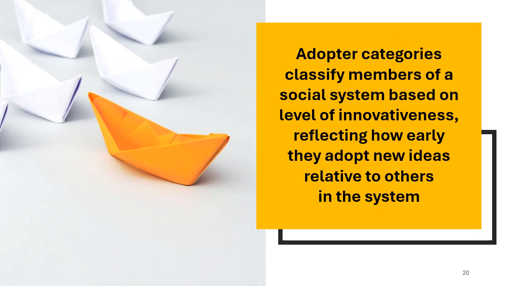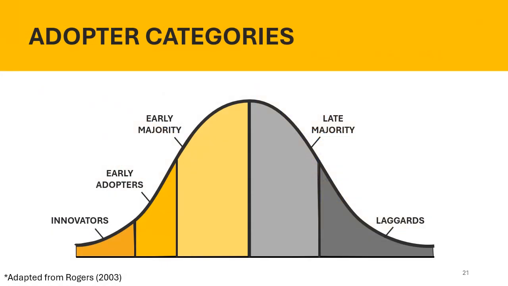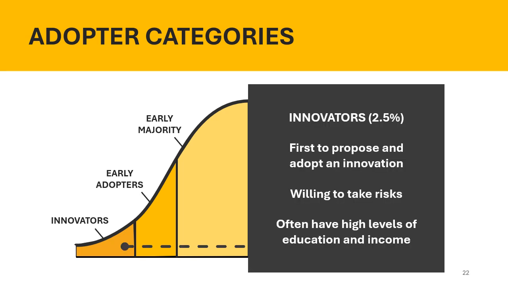Adopter categories classify members of a social system based on their level of innovativeness, reflecting how early they adopt new ideas relative to others in the system. Here we can see a normal distribution of adopter categories. The earliest adopters are the innovators. They are the first to propose and adopt an innovation. They are risk takers. They often have high levels of education and income, and they make up the first 2.5%.